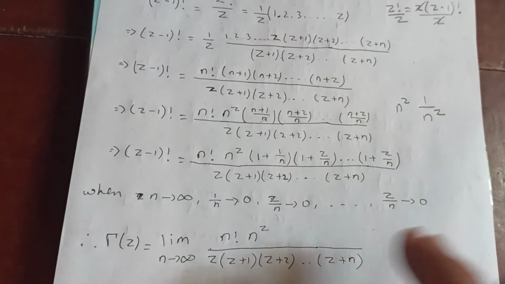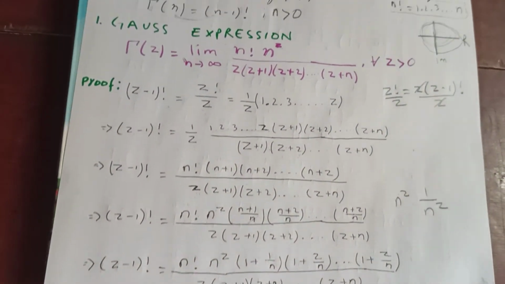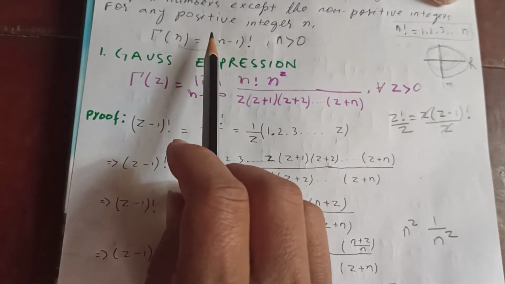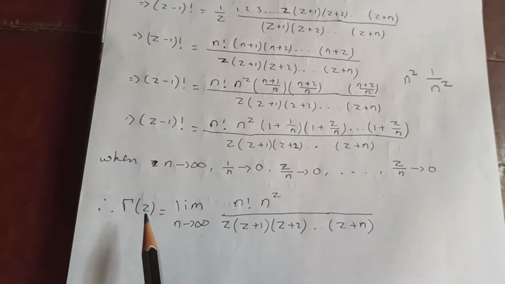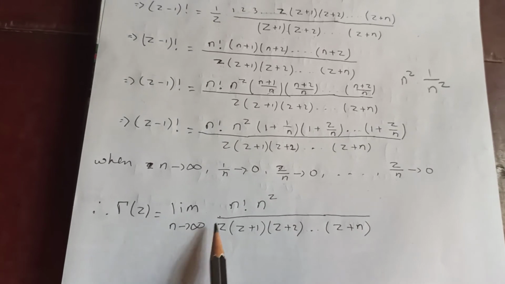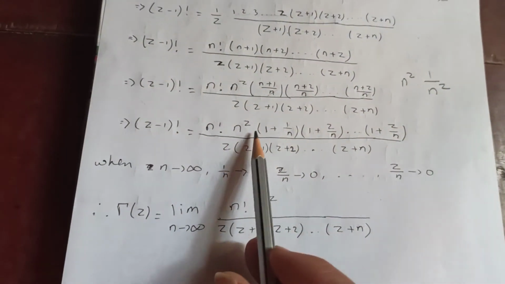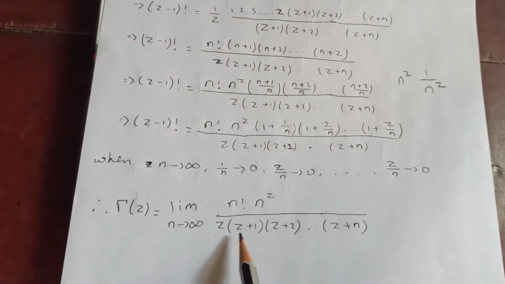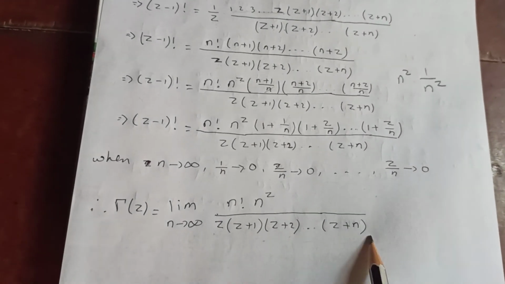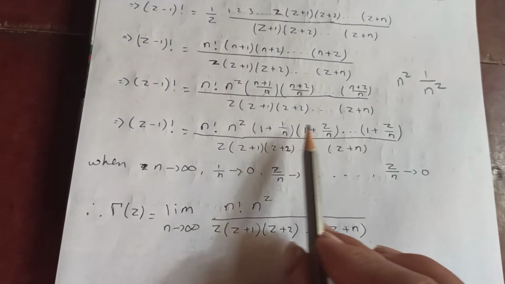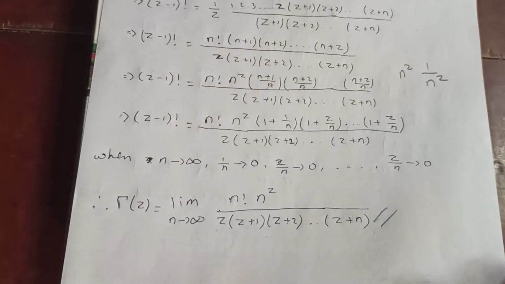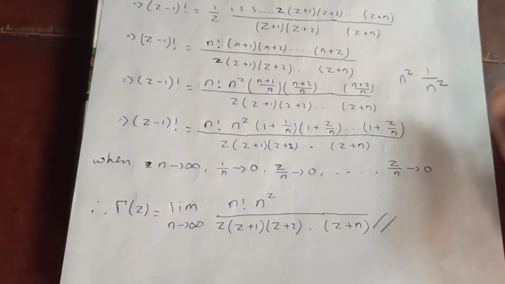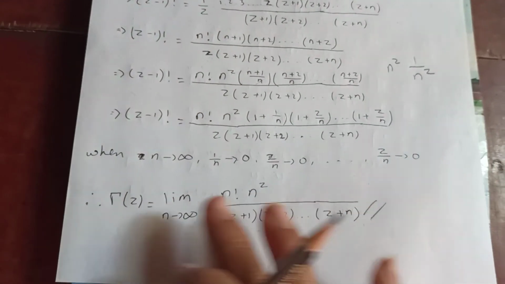Therefore, from the starting, z minus 1 factorial is gamma z. Therefore, gamma z is equal to the limit as n tends to infinity of n factorial n to the z upon z, z plus 1, z plus 2, and so on up to z plus n. This whole extra term is nothing but just 1. So this is the proof for the expression of the gamma function by Gauss.